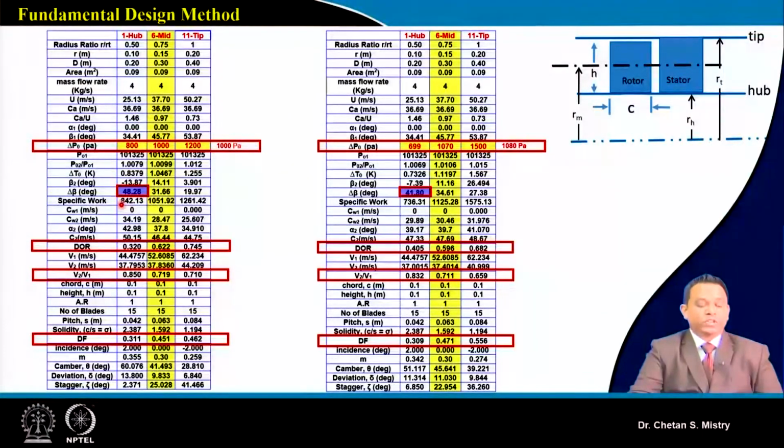So the observation we found is that delta beta near the hub is coming out slightly larger, more than 45 degrees. That's where we feel we need to have some control, or do some modification. If you look at the degree of reaction, it is coming out lower, 0.32. At the hub we have our relative velocity ratio at 0.85, a little high on that side. We have our diffusion factor at 0.31.